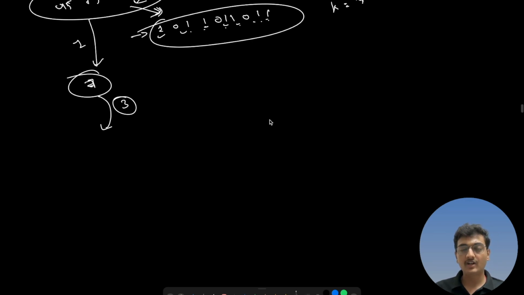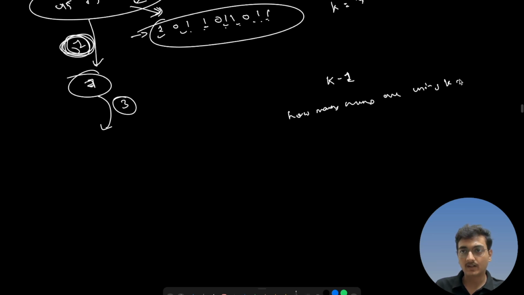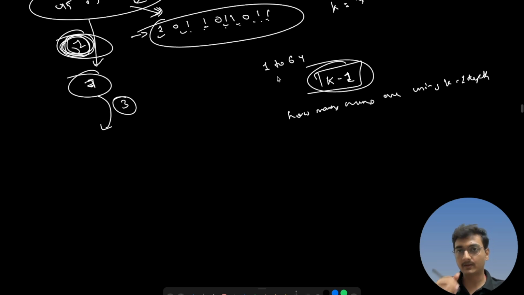Okay, so what I will be doing here is I will work in a smart way. I know I have utilized one depth here, and I have only k minus 1 depth remaining. So can I figure out how many numbers are using k minus 1 depth? Then my problem becomes easier, right? If I figure out that from the range 1 to 64, as I have used one depth here, my remaining depth is k minus 1, how many numbers are using k minus 1 depth?